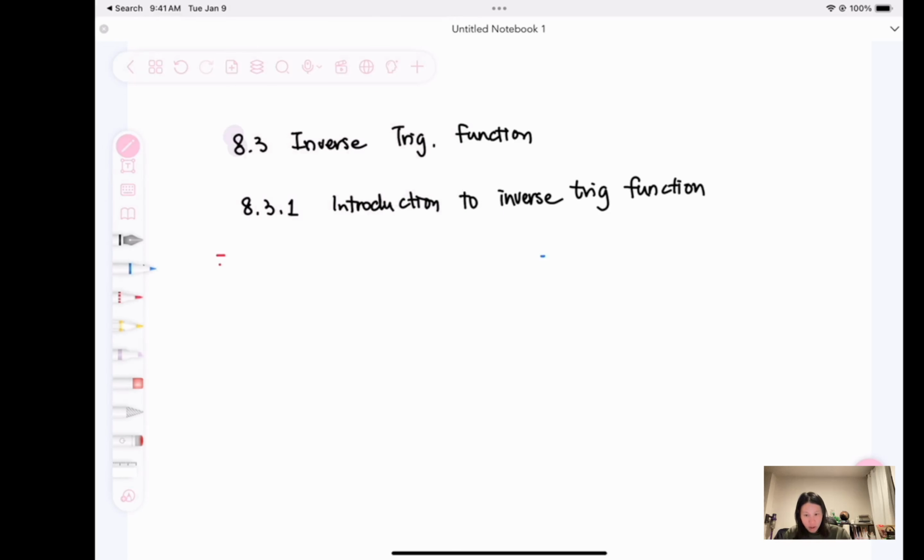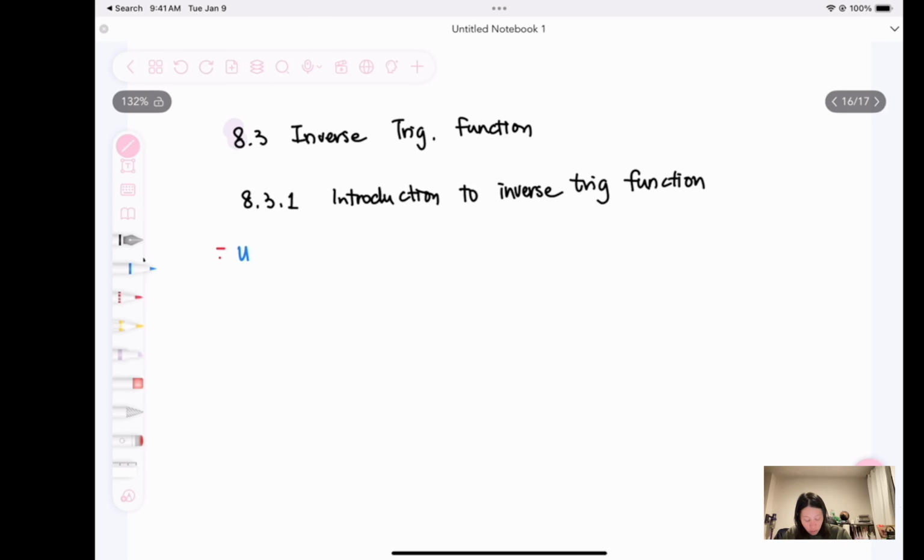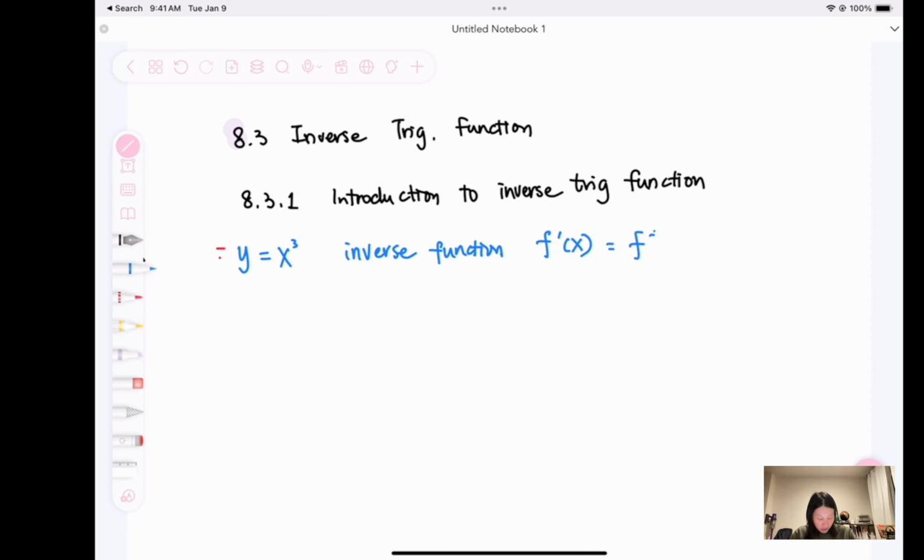Okay, so y equals x to the cube, which is the cubic function. The inverse function of that is going to be f prime of x, or sometimes they write it as f to the power of negative 1 of x. The inverse function of a cubic function is the cubic root function.